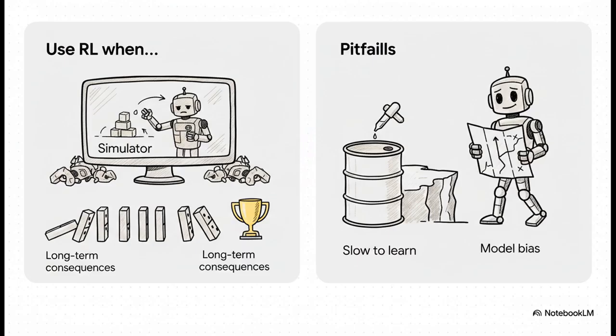But you have to watch out for the pitfalls. RL can be incredibly slow to learn. It needs a ton of data. And for those model-based systems, if that internal map is even a little bit wrong, it can lead the agent to make really confident but totally disastrous decisions.